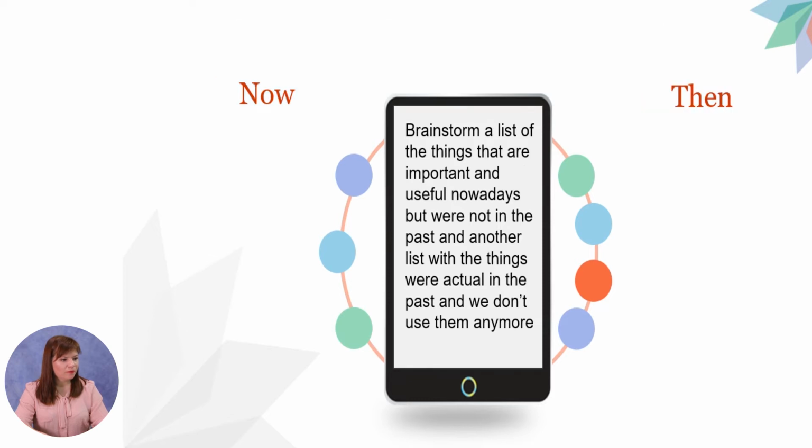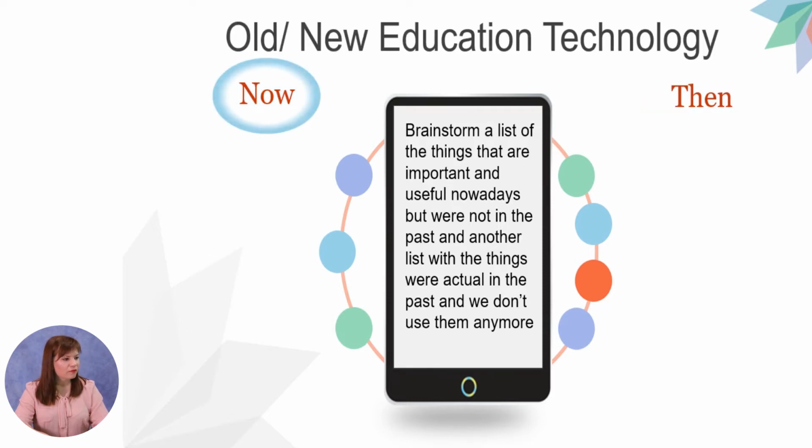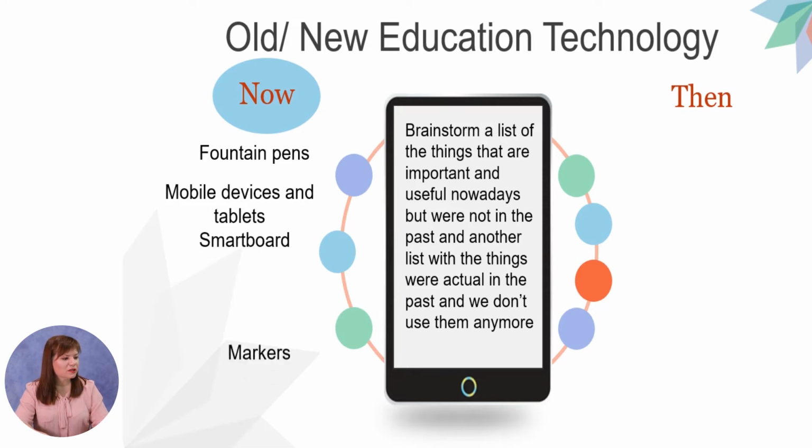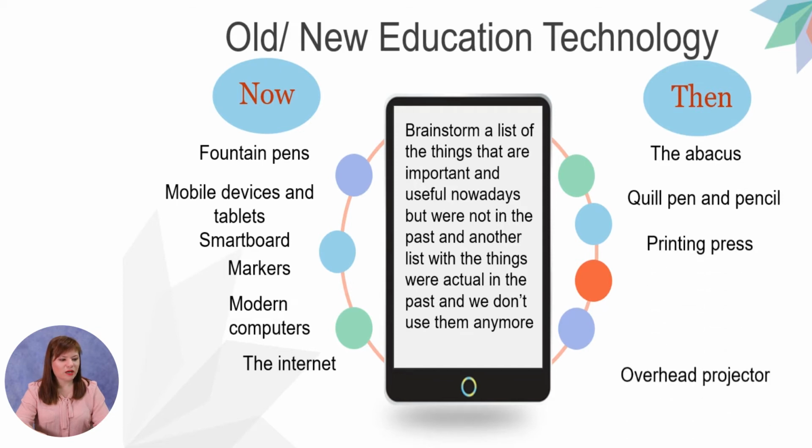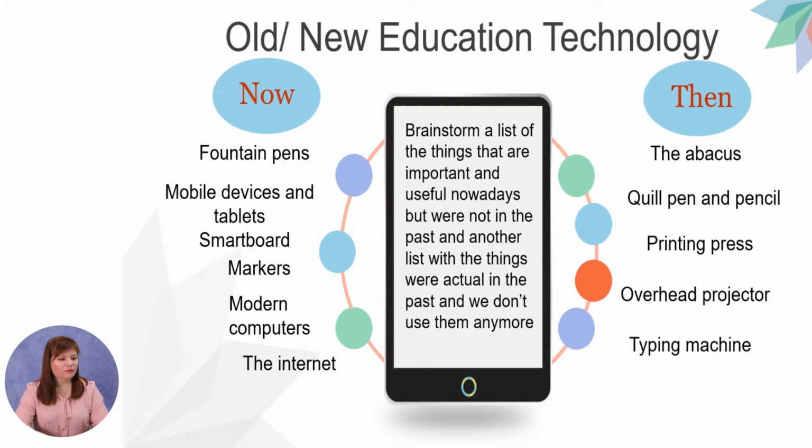So, we see that now we are using fountain pens, mobile devices and tablets. We have smart boards, markers, modern computers, and of course the internet. If we're speaking about old times, we have to mention the abacus, quill, pen and pencil, printing press, overhead projector, and typing machine. I am sure you know the modern devices that are nowadays widely used for the learning process.